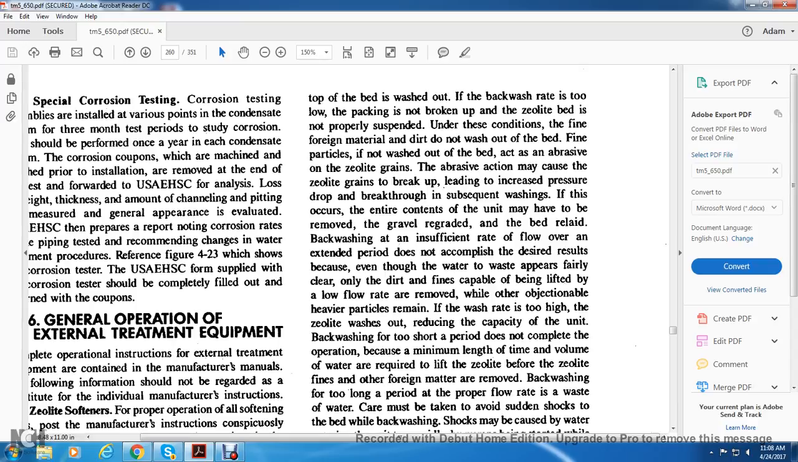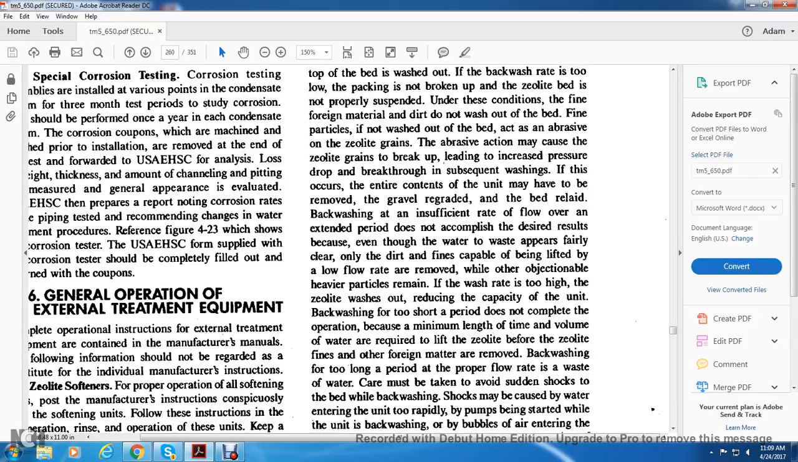If this occurs, the entire contents of the unit may have to be removed, the gravel regraded, and the bed relaid. Backwashing at an insufficient rate of flow over an extended period does not accomplish the desired result, because even though the waste water appears fairly clear, only the dirt and fine particles capable of being lifted with a low flow rate are removed, while other objectionable heavier particles remain. If the wash rate is too high, the zeolite washes out, reducing the capacity of the unit.